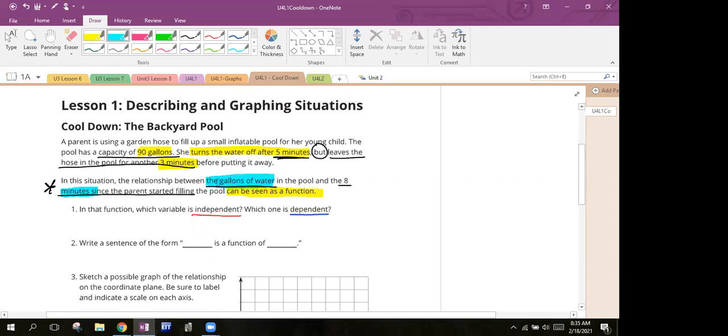All right. Between those two, which one is normally always going to be our independent variable? The minutes, the time, okay? So my independent is going to be time in minutes. All right, so then what would my dependent variable be? Gallons of water.